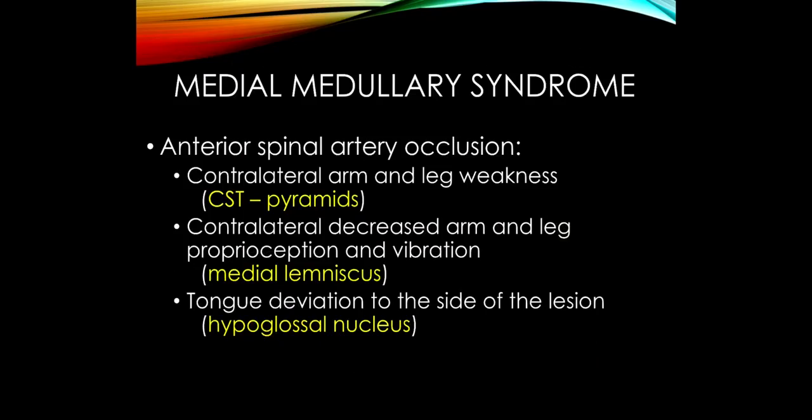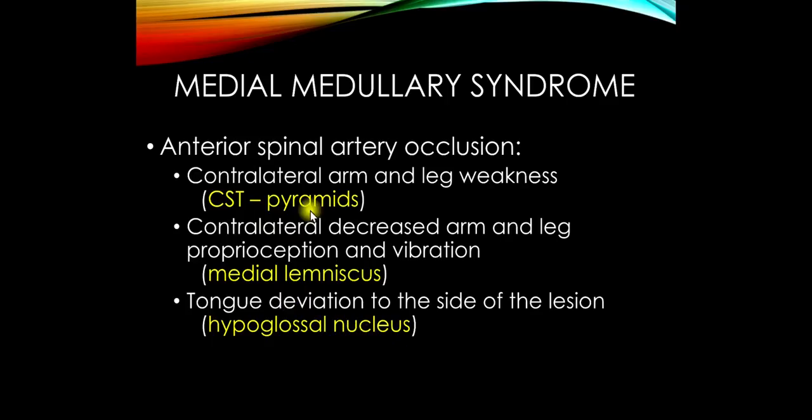Okay, now we'll get to the two most important clinical syndromes of the medulla. This is really where it pays off learning all of this, because you can see patients that have lesions here and figure things out, but only if you know the anatomy. So first we have the medial medullary syndrome. The three things that are affected in medial medullary syndrome are the corticospinal tract, or the medullary pyramids, the medial lemniscus, and the hypoglossal nucleus.